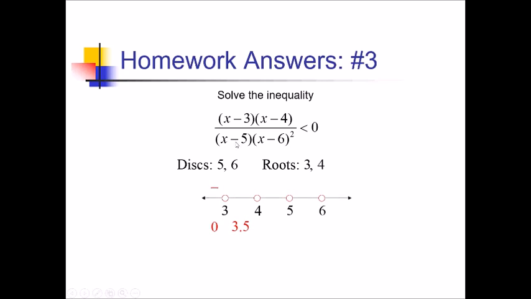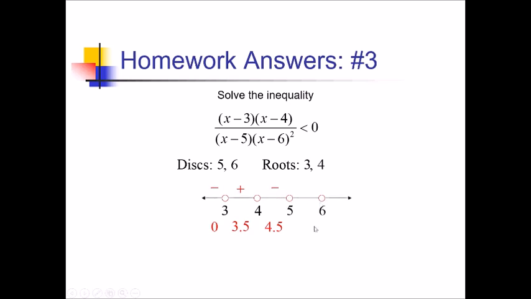2 negatives gives me a positive overall. Now, between 4 and 5, I can use 4.5. 4.5 minus both 3 and 4 is going to give me both positives up there. The only negative I get is 4.5 minus 5. One negative gives me a negative overall.